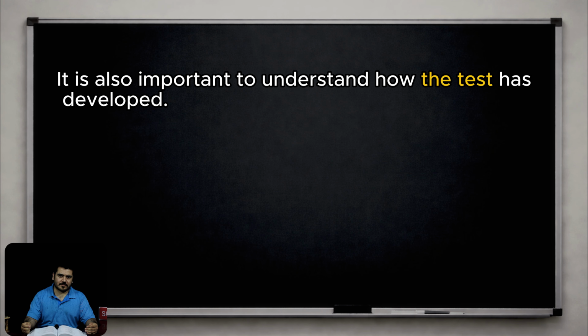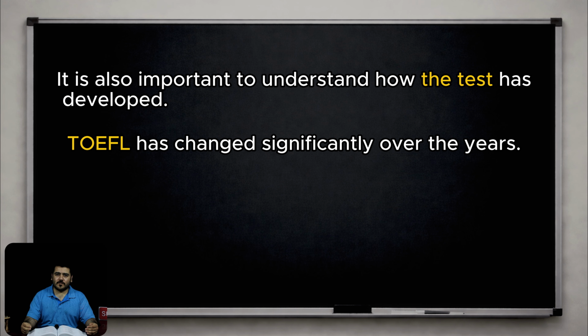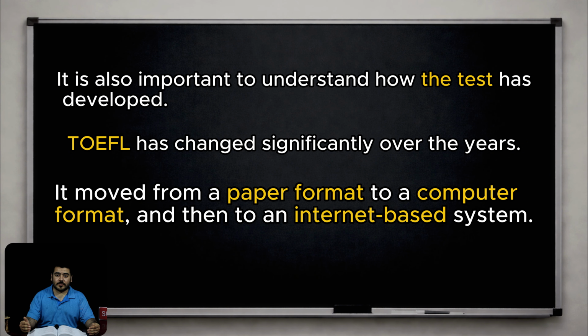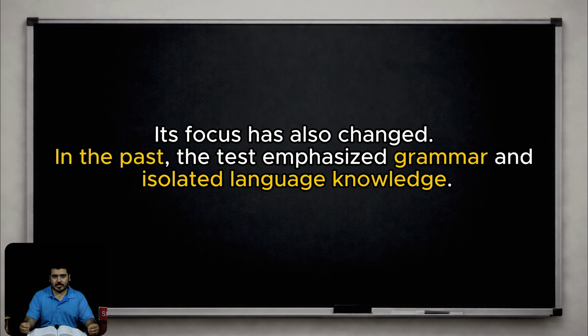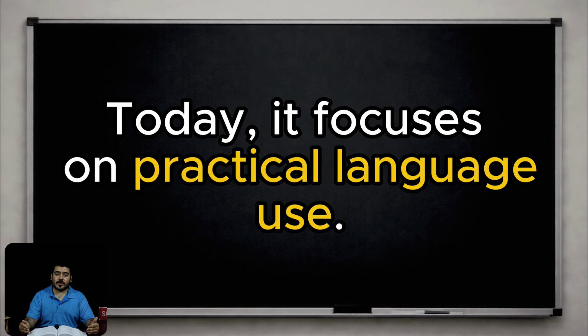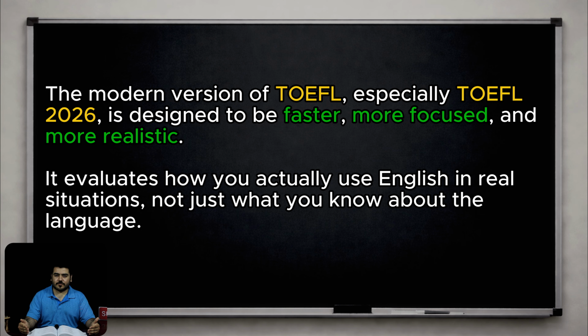It's also important to understand how the test has developed. TOEFL has changed significantly over the years. It moved from a paper format to a computer format, and then to an internet-based system. Its focus has also changed. In the past, the test emphasized grammar and isolated language knowledge. Today, it focuses on practical language use. The modern version of TOEFL, especially TOEFL 2026, is designed to be faster, more focused, and more realistic. It evaluates how you actually use English in real situations, not just what you know about the language.